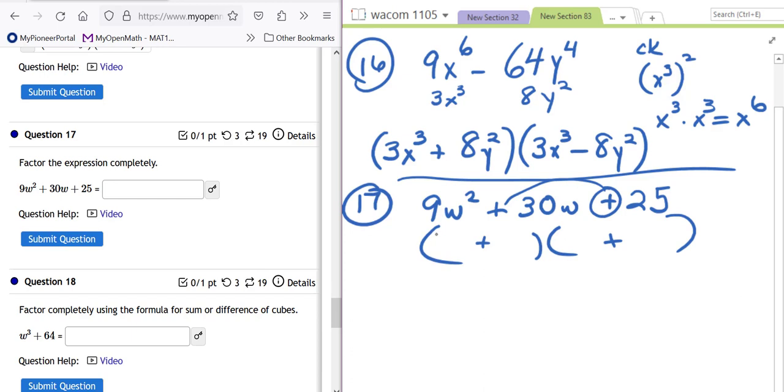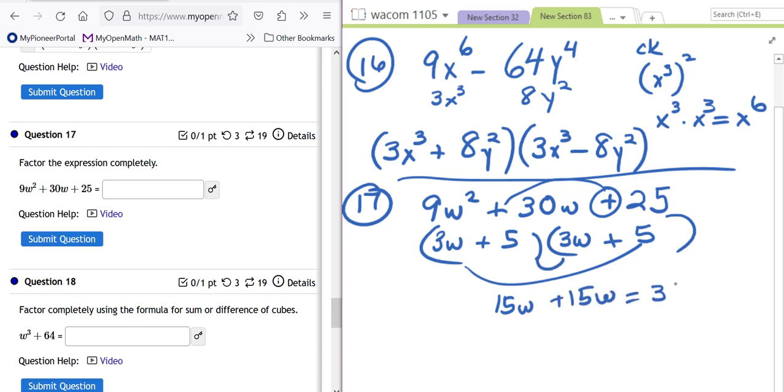Right, and for 9 we can do 3W. For 25 we'll do a 5. And you still have to check. So outside and inside, 15W plus 15W. That does equal 30W. So we're good. It is a perfect square trinomial.